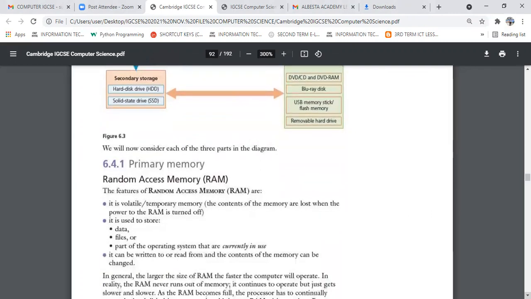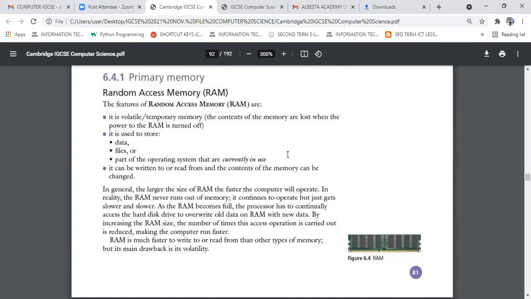So let's consider the primary memory, number one, which is RAM. You can see the image of RAM as I'm sharing. RAM stands for random access memory. The features of random access memory: one, it is volatile. That is, it is a temporary memory. The content of the memory is lost when the power to the RAM is turned off. It means when the power to the memory location is turned off, then you lose the content. So it is a temporary memory storage.